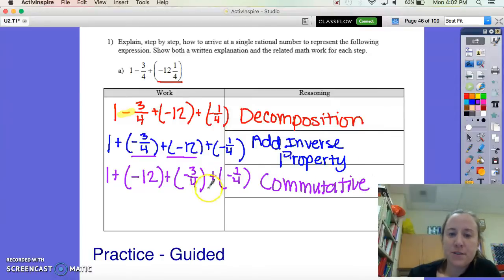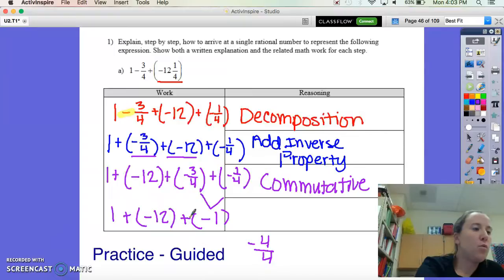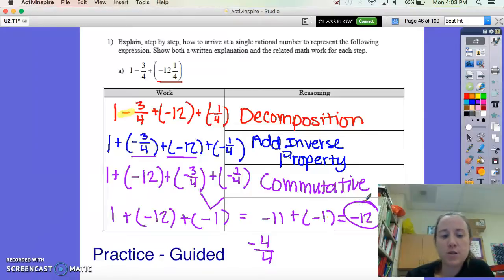And now all I have left to do is simplify. Negative 3/4 plus a negative 1/4 is a negative 1. Because if I use a number line to figure this out, or I use my rules, I get negative 4/4, which is 1. And now I have 1 plus negative 12 plus a negative 1. Now, 1 plus negative 12 is negative 11, plus negative 1 is negative 12. And so negative 12 should have been the solution that you and your partner got for the first example. And let's flip over to the second example.